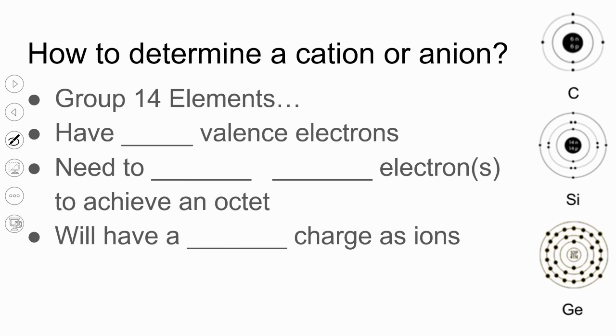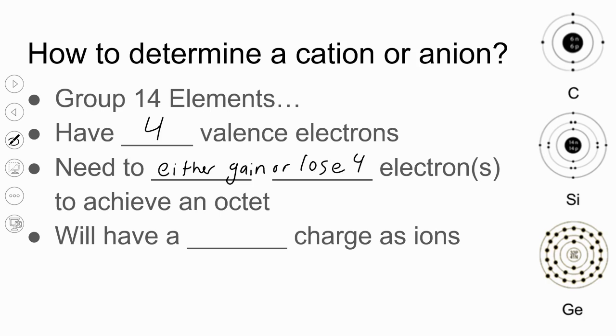Okay, the tricky one is the carbon column, group 14, carbon, silicon, germanium. How many valence electrons do they have? Good, they have 4 valence electrons. So they are kind of weird. They're going to either gain or lose 4 electrons to achieve an octet, because they're right in the middle. They're halfway between having 8 by gaining or losing.